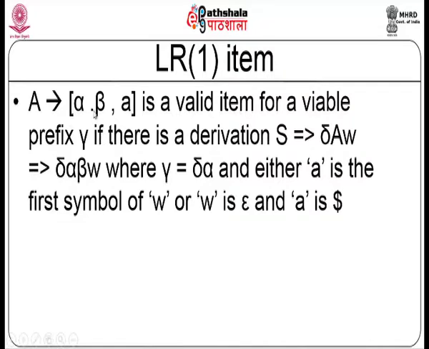Supposing you have A produces alpha dot beta comma A is a valid item for a viable prefix gamma, and there is a derivation of the form S derives delta A W, which in turn derives delta alpha beta W. That is, it is a right sentential form, a right derivation, therefore W is replaced, and then A gets replaced with alpha beta because I have a production A produces alpha beta, and here gamma is equal to delta alpha. And either A is the first symbol of W, or W is epsilon and A is going to be dollar. This is going to be the interpretation of an LR(1) item.